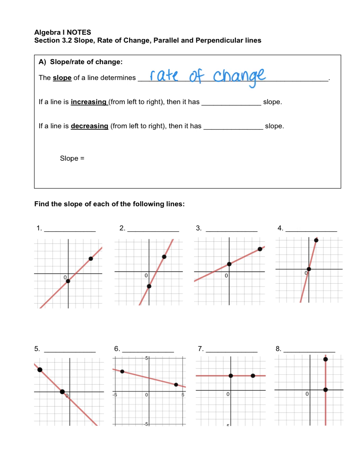If a line is increasing from left to right, that will be uphill. So we will put uphill. Then it has positive slope. If a line is decreasing from left to right, so we're decreasing down, we will put downhill. It has negative slope.